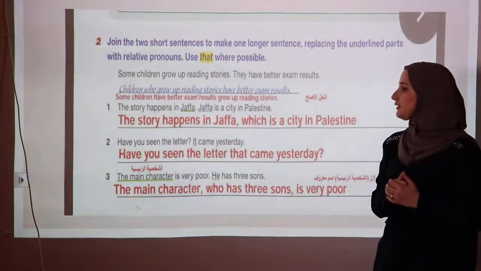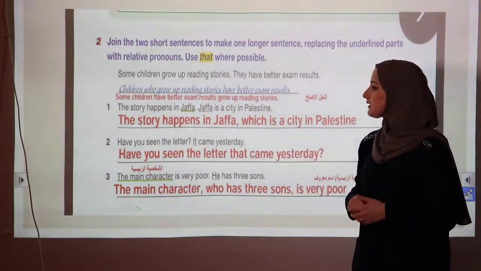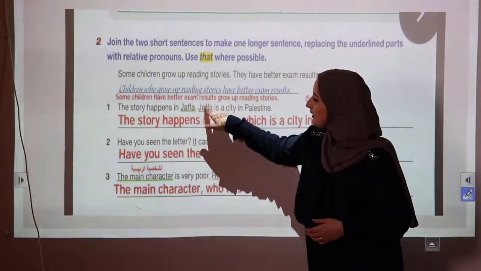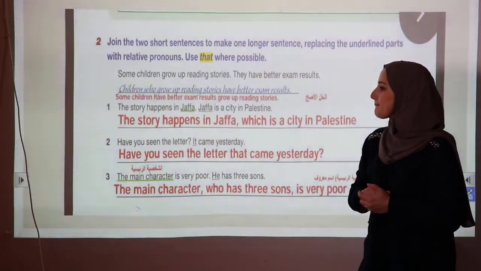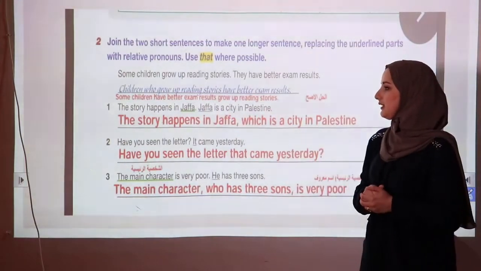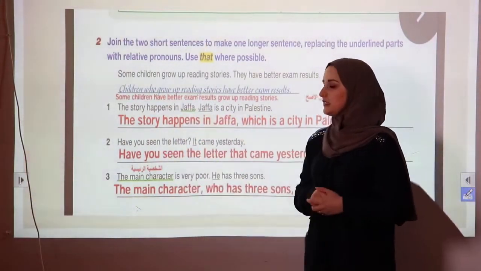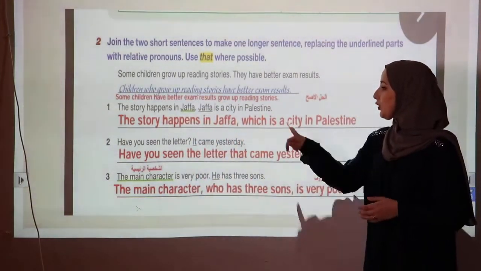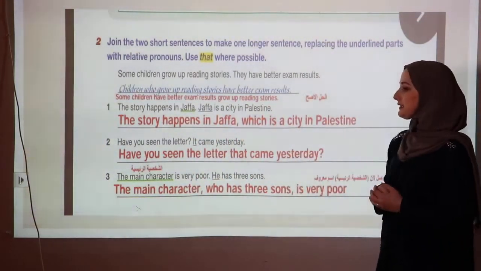As I have just said, you have to go to the second sentence and look for a pronoun. We don't have a pronoun here, but we have the same noun. So Jaffa, Jaffa. Its pronoun is it. It is a city in Palestine. So put the first sentence in its place. The story happens in Jaffa, which is a city in Palestine.